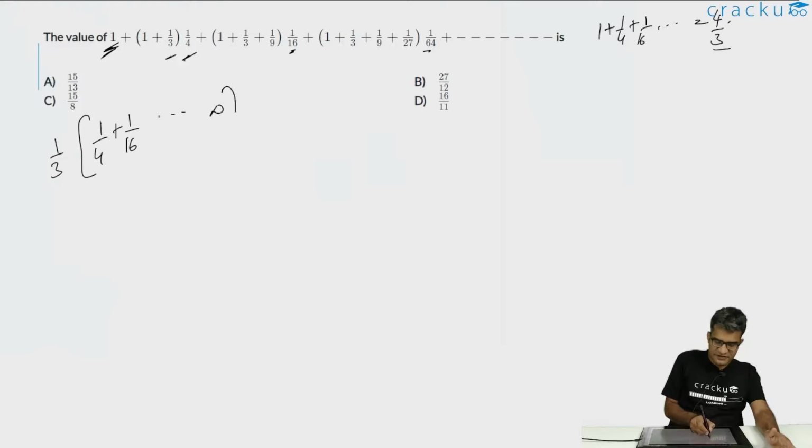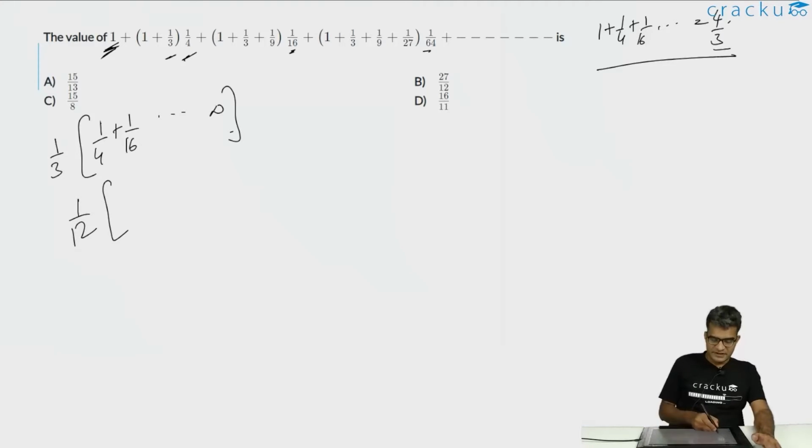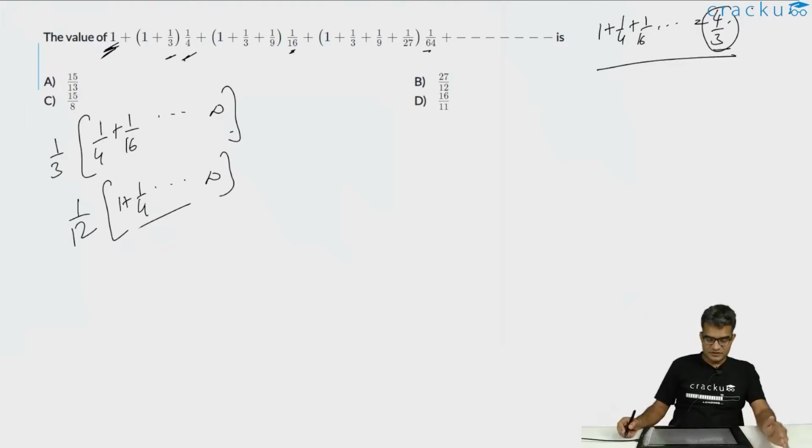So if you take 1 by 4 also out, you will get 1 by 12 into our original sum. This is 1 plus 1 by 4 plus dot dot dot till infinity, which is equal to the same number 4 by 3. So the contribution of 1 by 3 will be 4 by 3 into 1 by 12.